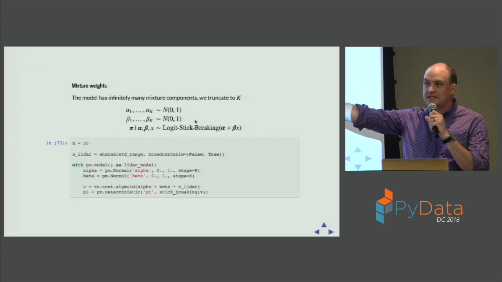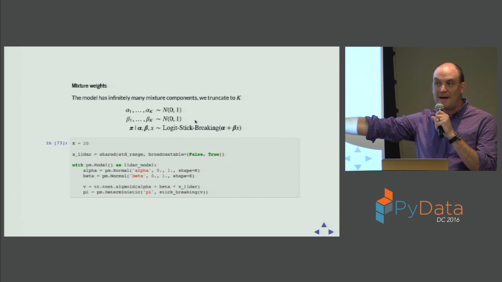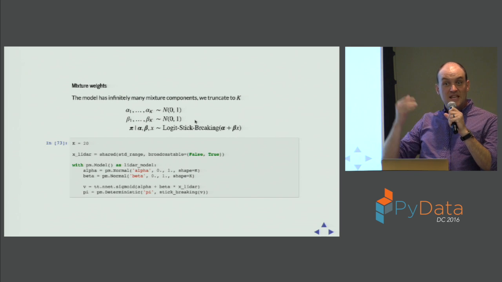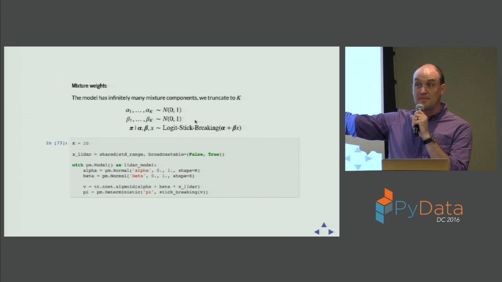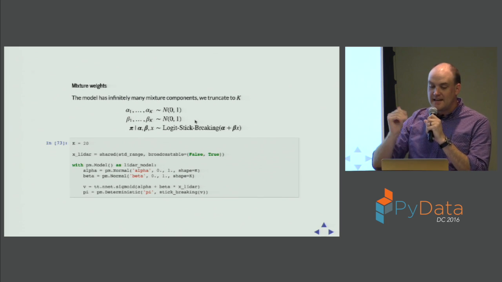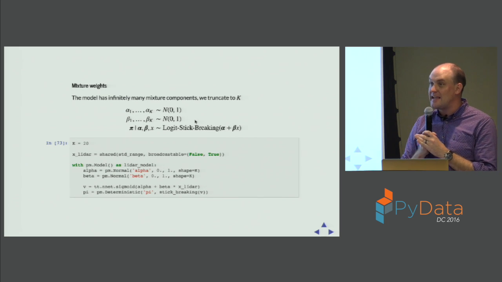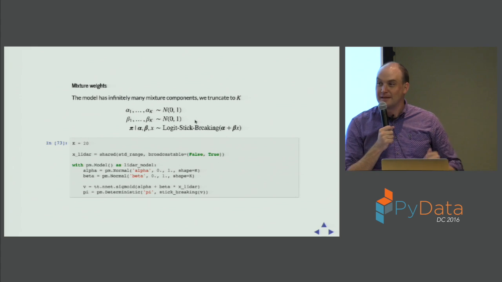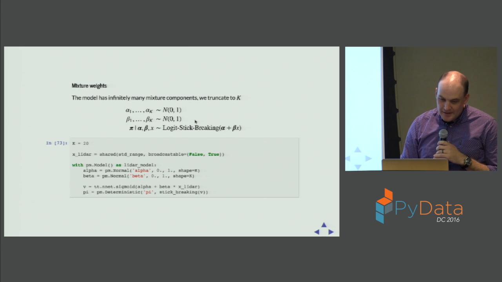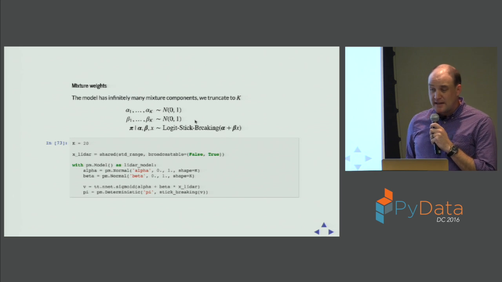Then we're going to do something called the stick breaking process. Not that important. You can read about it in some of the references. This is how we turn this prior into a prior on infinitely many weights. And I say infinitely many, but we actually truncate to k here. We'll see why that's all right in the end, because computers can't compute with infinitely many things. They're bad at that.